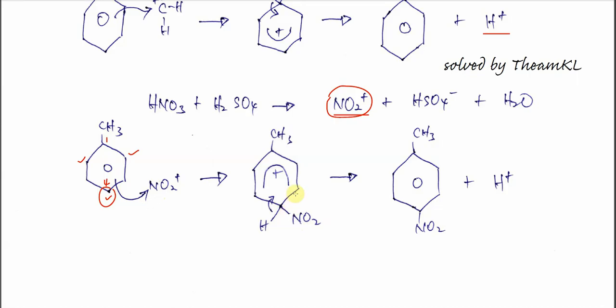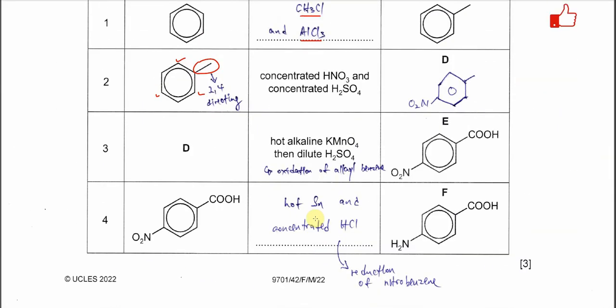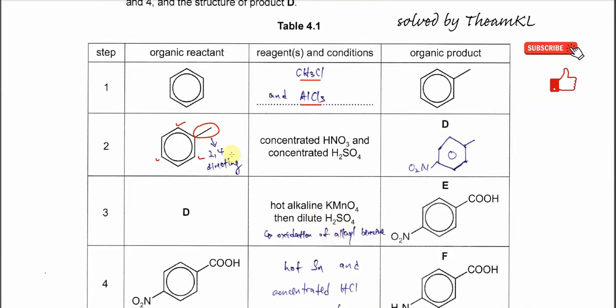And after that, it will form this intermediate. So you just draw a curve and a positive charge here. The C-H bond breaks, and this one will be removed as a hydrogen ion, and nitrobenzene is formed. Right, so this is how to form the products. So therefore, we have this.